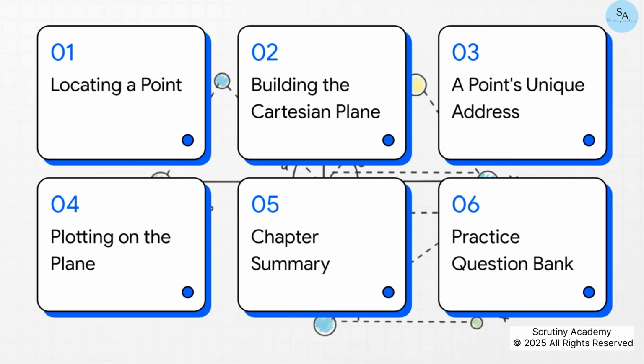Okay, so here's our roadmap for today. We'll kick things off at the basics of locating a point, then we'll build the famous Cartesian plane from scratch. After that, we'll learn the lingo of coordinates, get our hands dirty plotting some points, and then wrap up with a quick summary and a bunch of practice questions to lock it all in.